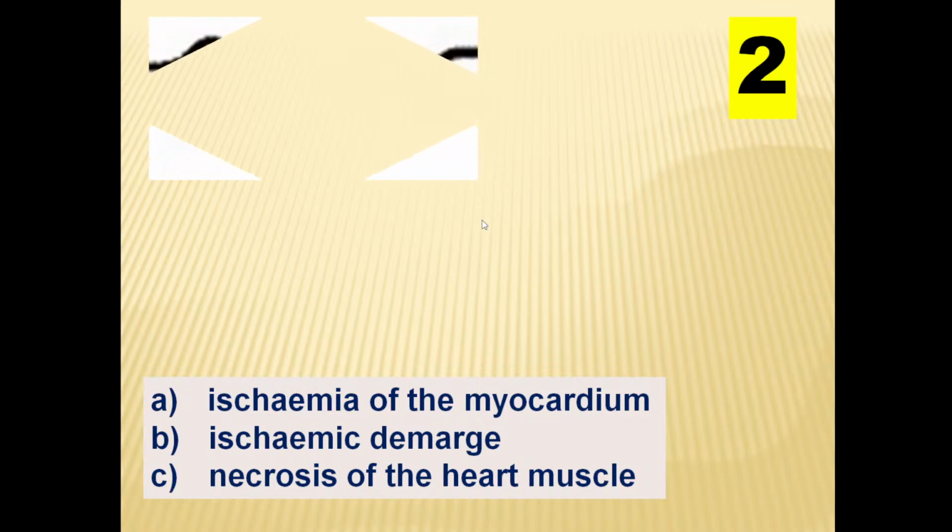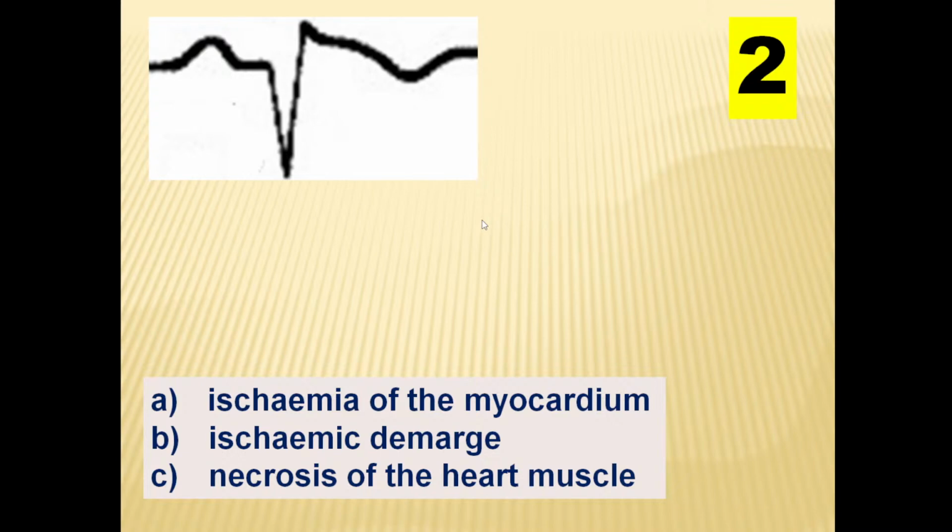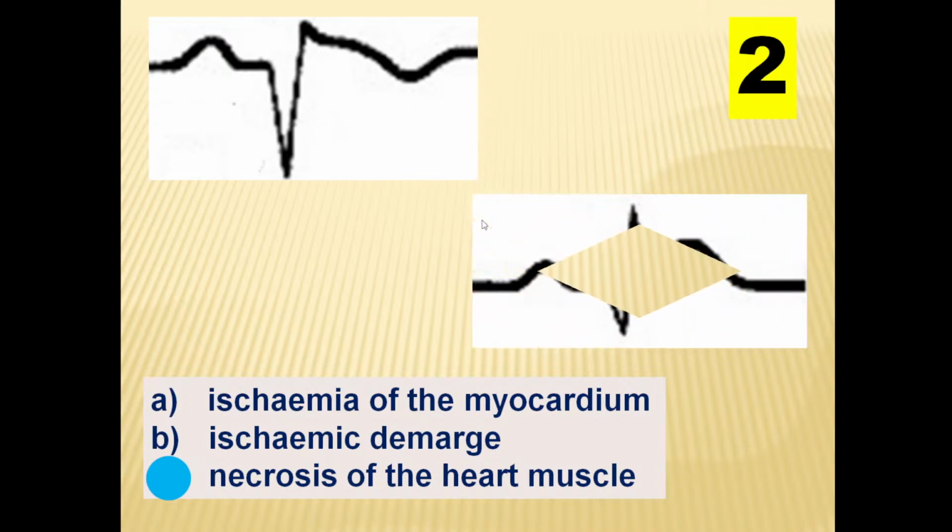Now, if you want to check yourself, look at the graph. First of all, for yourself, see what it is: ischemia, damage or necrosis. If you think about necrosis, that is true. If you see this on the graph, it must be assessed as ischemic damage.